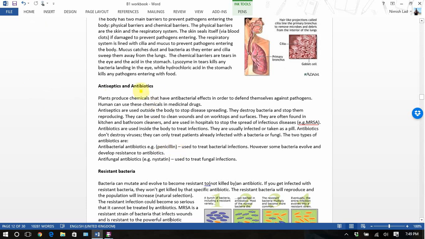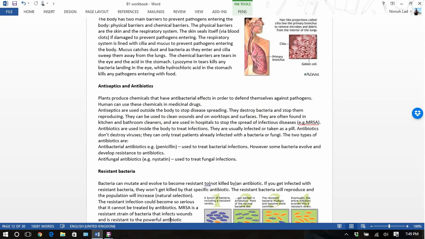Antiseptics and antibiotics. You need to know a bit about these two. Plants produce chemicals that have antibacterial effects. In other words, they kill bacteria. They have this to defend themselves from pathogens as well, and we can use these chemicals in medicine. Antiseptics are used outside of the body to stop disease spreading, so like antiseptic hand gel to clean your hands, or antiseptic wipes that can be used on the surface to kill bacteria on the surface. So they can be used to clean wounds, worktops and surfaces, and also hands. Okay, they're often found in kitchens and bathroom cleaners. They're used in hospitals to stop the spread of infections. For example, MRSA, and we'll speak about MRSA in a second.